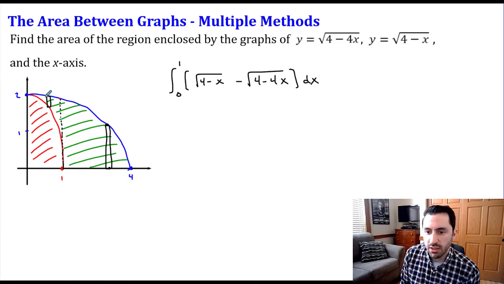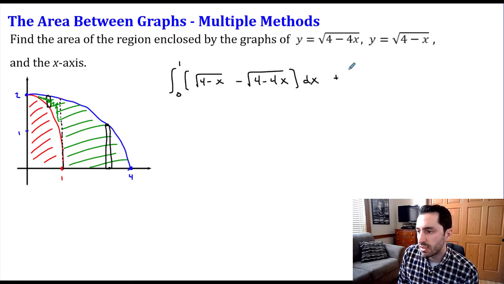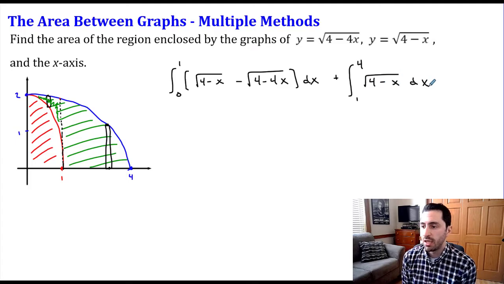So that's going to give me the area of this little region here, everywhere in between the blue and the red. And then to that, we want to add a second integral, which goes from 1 to 4 of just our graph in blue, which was our second one, the square root of 4 minus x, and we have our dx.